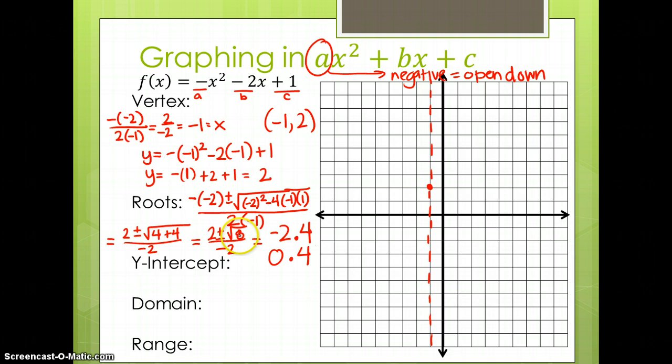So that works out to be the square root of 8. Negative 2 became positive 2, and 2 times negative 1 became negative 2. So if you take 2 plus the square root of 8 divided by negative 2, you get the first answer here, negative 2.4. If you take 2 minus the square root of 8 divided by negative 2, you get this 0.4. So this positive 0.4.